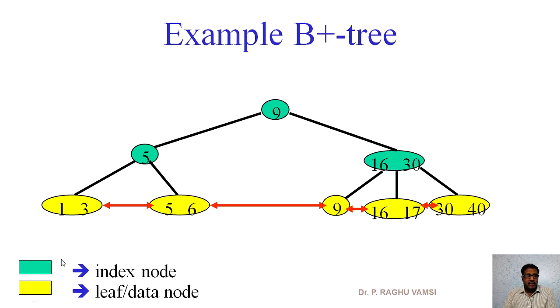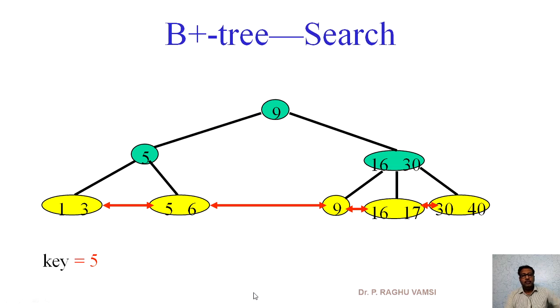So the keys indicated in green are the index nodes, and the data items present in yellow are the leaf nodes. The B plus tree searching will be done like this. If I want to search for the key element 5, then 5 is less than 6 and less than 20.